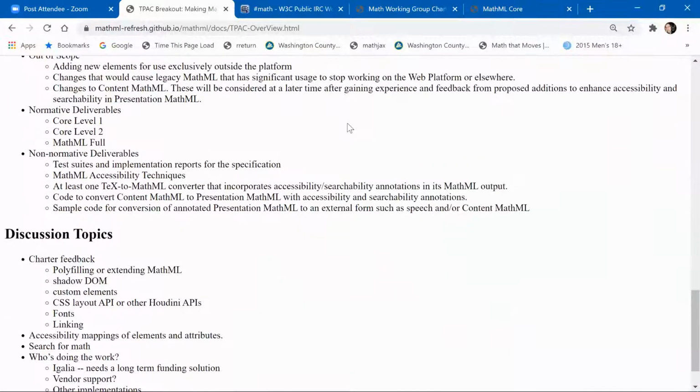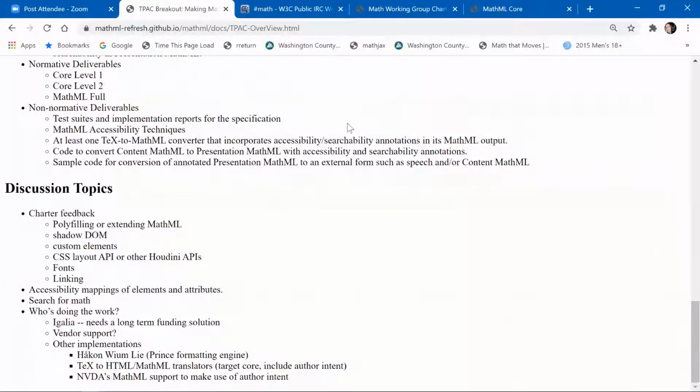So at this point, I want to open this up real soon to the discussion. Just briefly, some of the ideas. We'd like to get some charter feedback, especially around polyfilling and extending MathML, shadow DOM, especially for those elements of MathML that aren't in core. It'd be nice to be able to have the polyfills cleaner. So shadowing maybe some of the non-core MathML elements, adding some more new elements that people might do. Again, more talking about layouts for CSS and Houdini, fonts, linking.